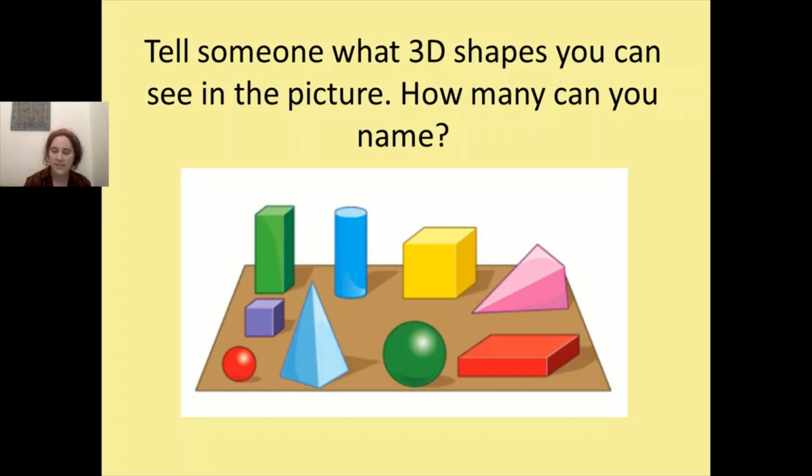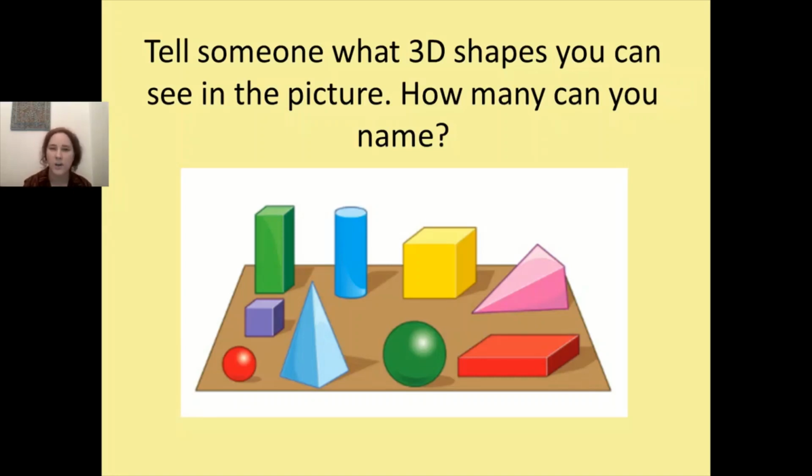Okay, the first thing I would like you to do with your adult or whoever you have in your house with you, maybe a brother or sister, is to look at all of the different shapes that I have on my screen and see if you can spot and tell the person you are with what shapes they are. Pause the video here and tell the person you're with. Have you done that? Brilliant.